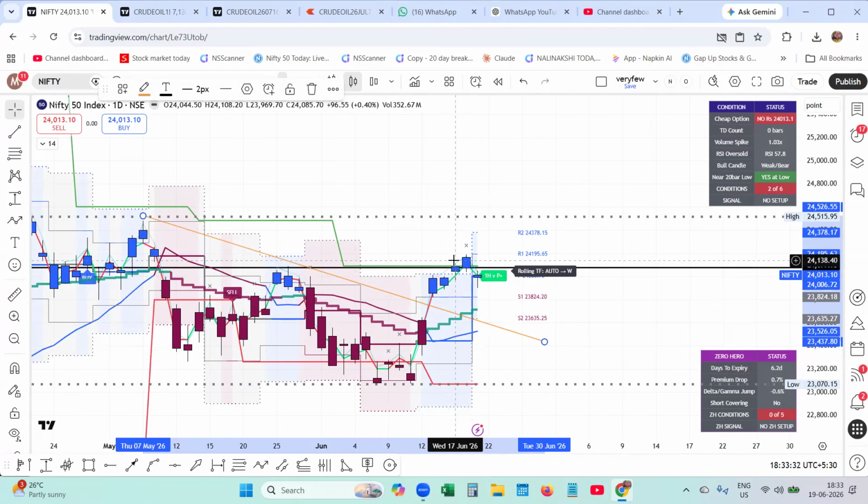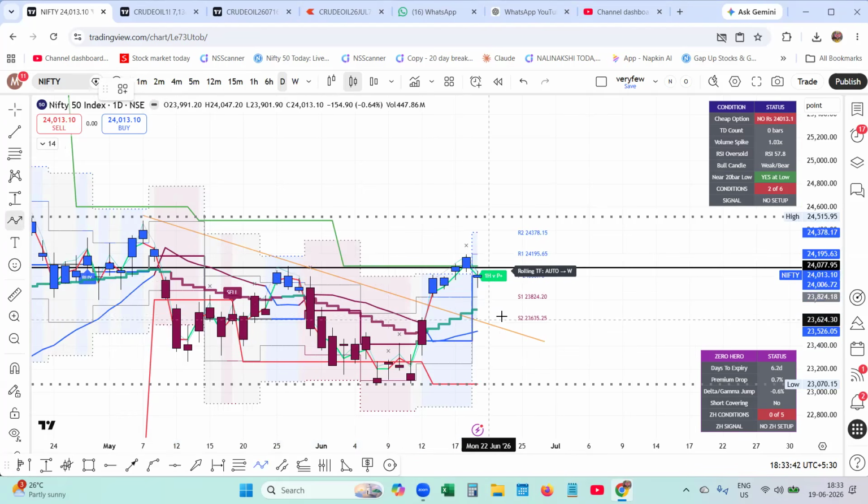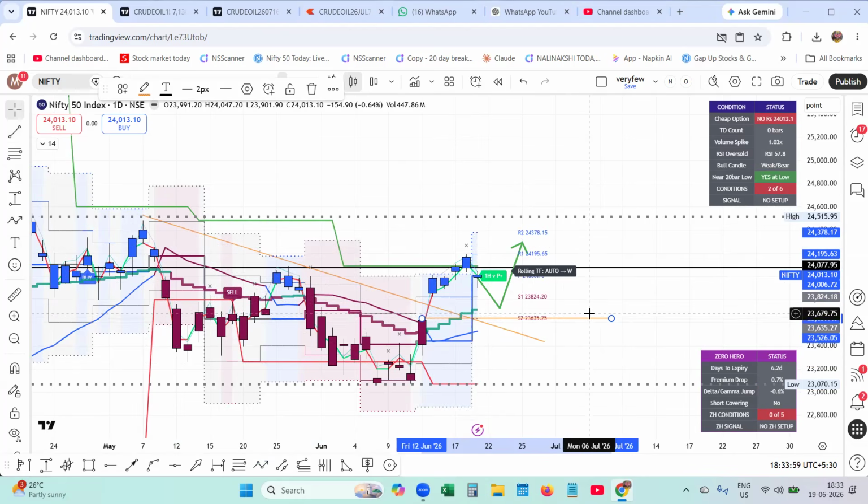23,072, 24,148 is the range. Now, the market has come inside and it has formed. If there is a continuation tomorrow, on Monday, it may come down like this and it can fill the gap. There is a gap over here. Market may try to fill the gap, whether it will be in 1 day or in 2 days.